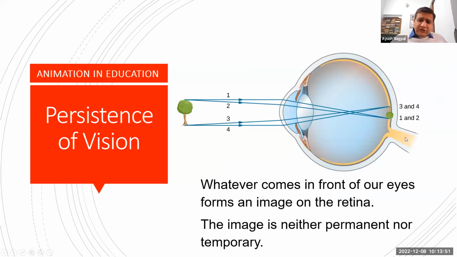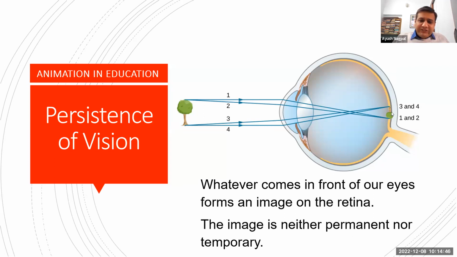The image then goes through the optical nerve to the brain. But there's a little bit of time lapse. When the image is formed, it doesn't immediately go there. There's a little bit of time lapse. And during that time, this image is neither permanent nor temporary, right? It just stays there for a while before it gets replaced by a new image of something which has come in front of the eye. Now, what if we were to replace this image by another one before this image has actually vanished from our eye? I hope I'm not making it very confusing. It's something that all of us have already learned, but please feel free to tell me if I succeed in confusing you, right? So whatever comes in front of the eye forms the image.